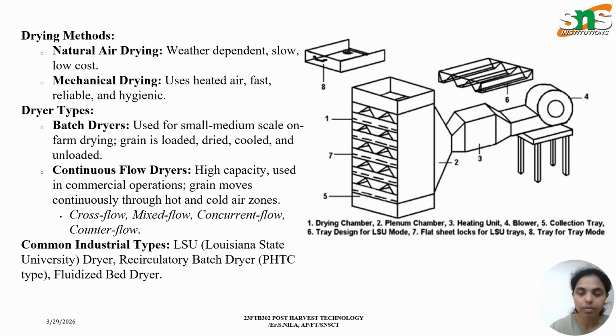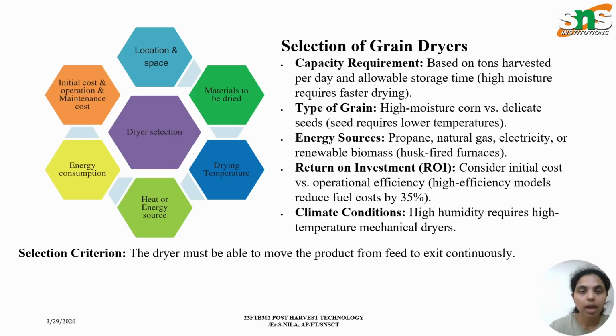Okay, and the next one is the selection criteria of grain dryers. There are a few parameters which will be taken as the selection criteria, particularly when we are choosing the right dryer for the right product. So there will be appropriate types. The first criterion is the capacity requirement, based on daily harvest volume and how quickly the grain needs to be dried.